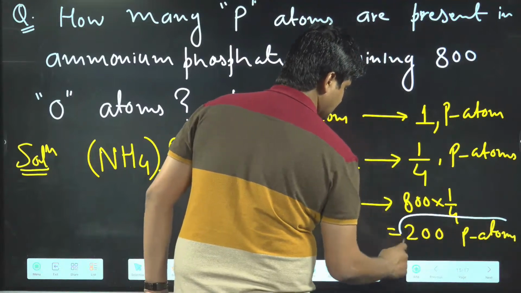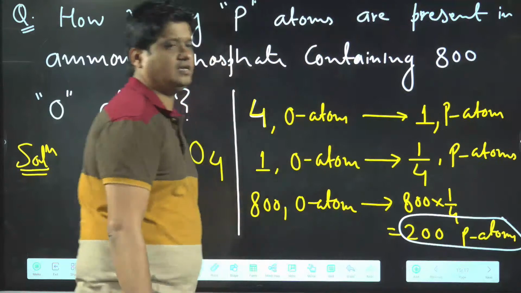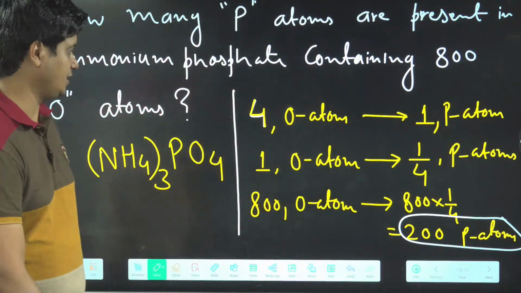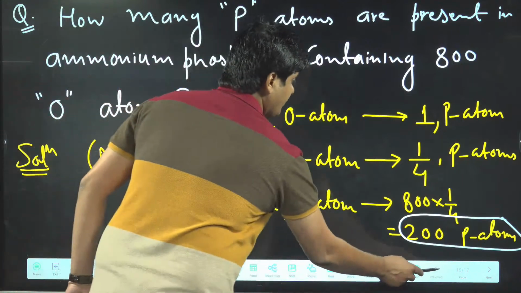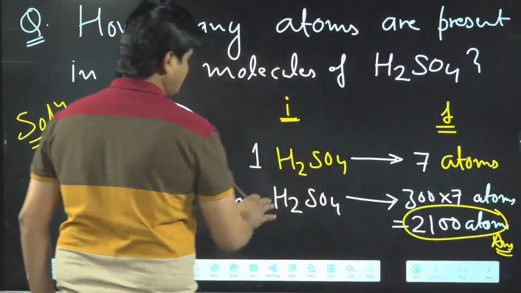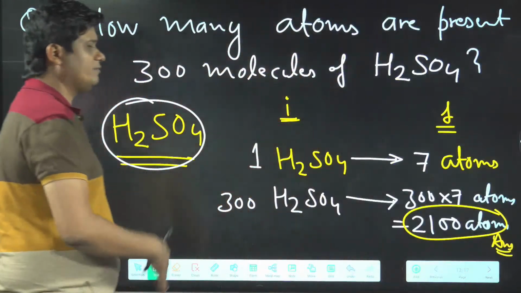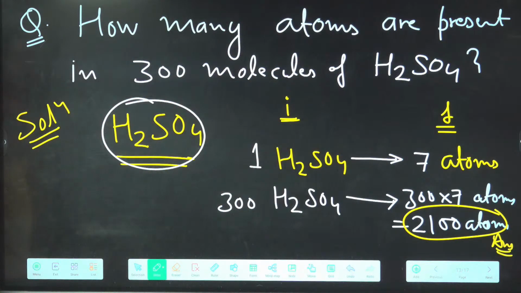I can see clearly most of the students have given the correct answer, 200 phosphorus atoms. Now, firstly we will just complete this portion. Please note down, and after that we will solve few more problems of different variety. Firstly, please note down this one. It was the first problem which we have discussed today.